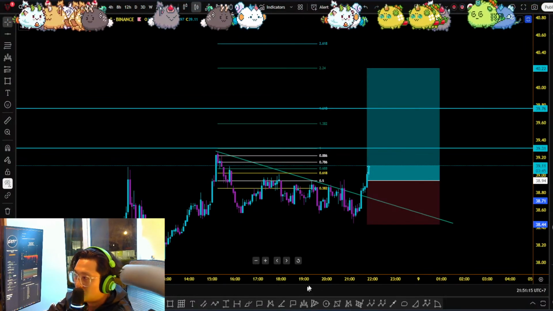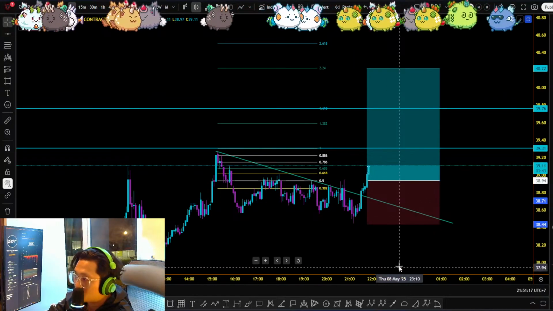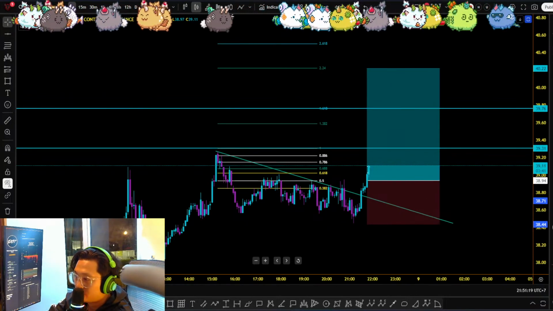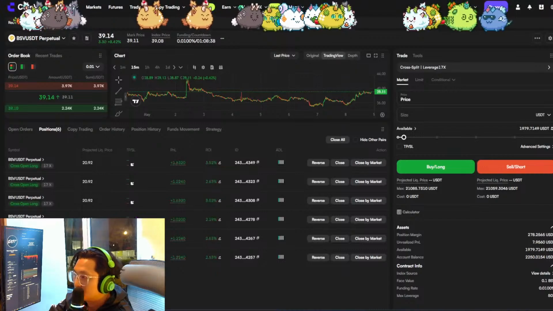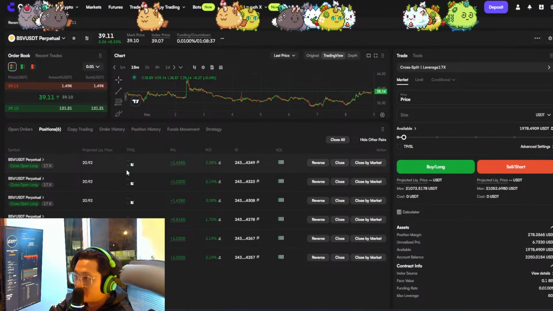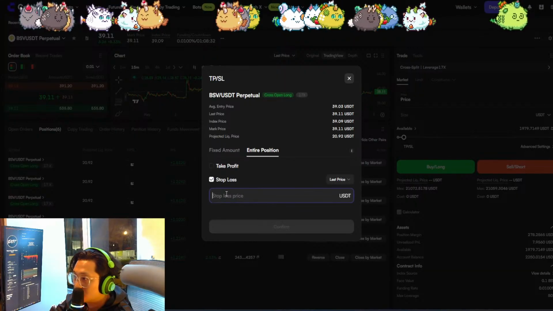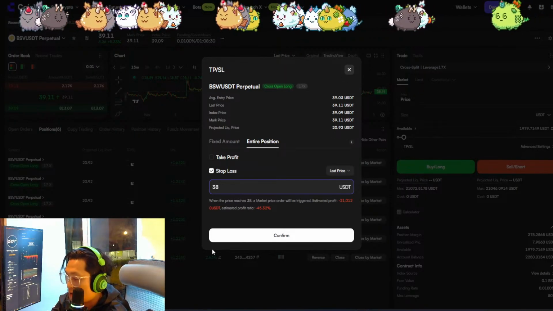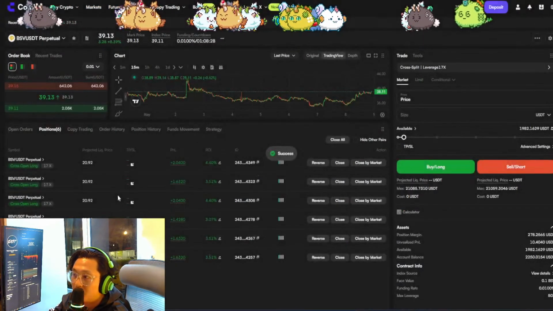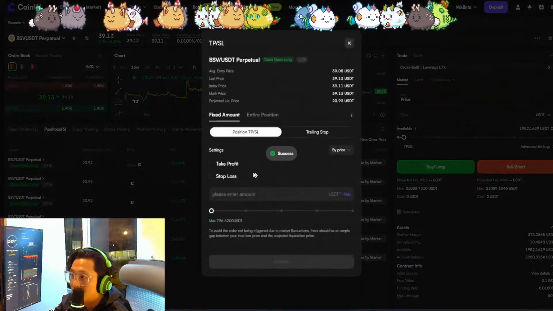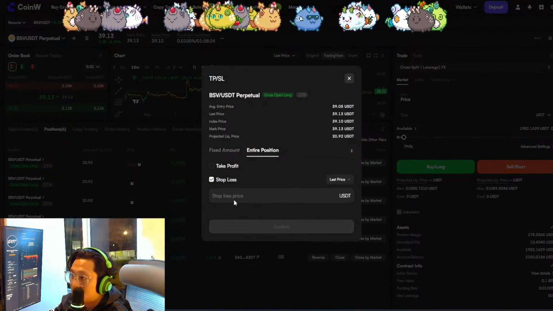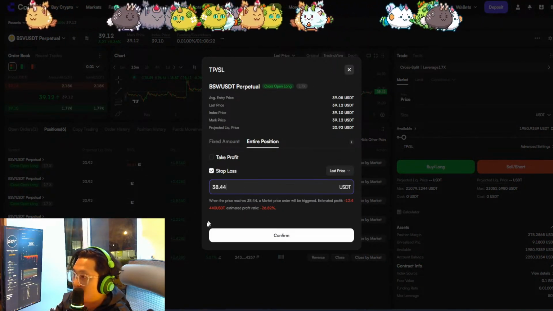So let's put the stop loss around 3844. Okay, everything is green right now. 3844 for the stop loss, because the stop loss is the most important thing, guys.